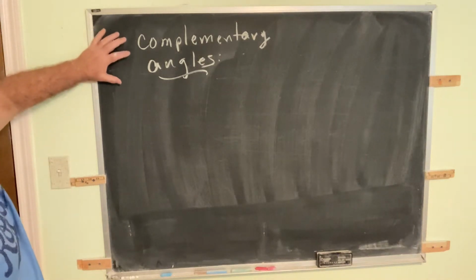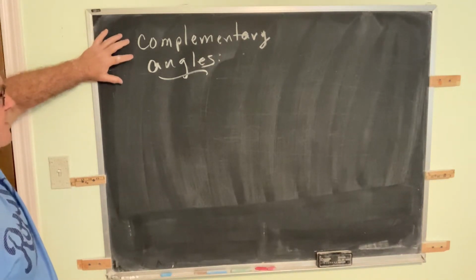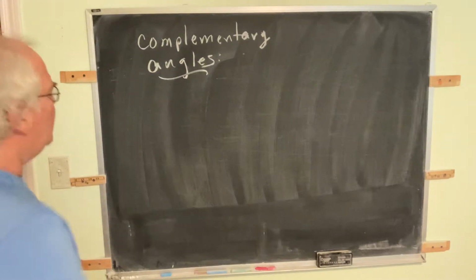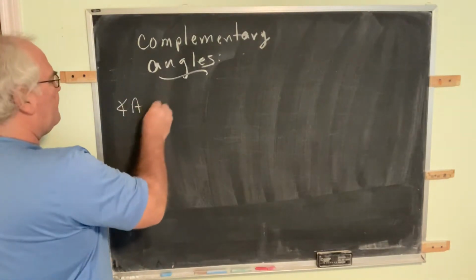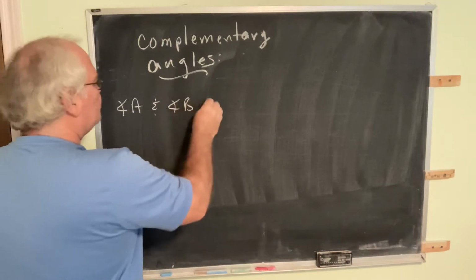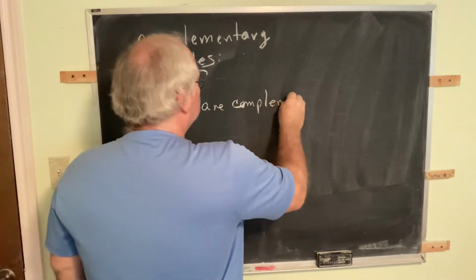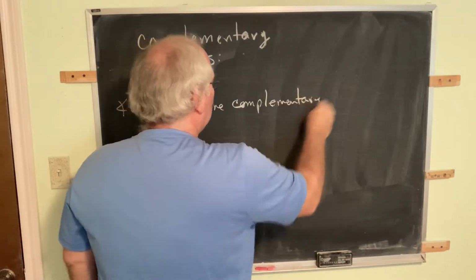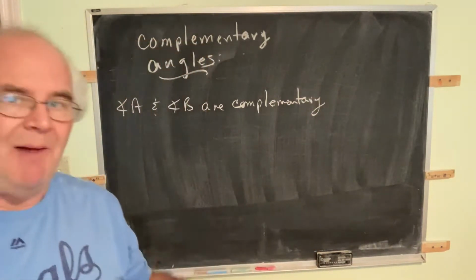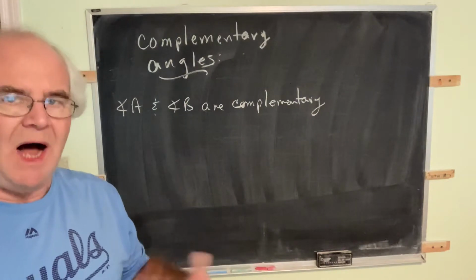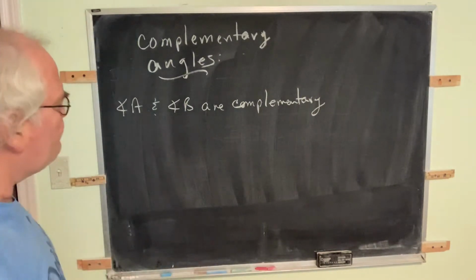The next piece of our puzzle talks about complementary angles. Remember what complementary angles are. So we can say angle A and angle B are complementary, or sometimes we say they are complements of each other. They are complements. They are complementary.